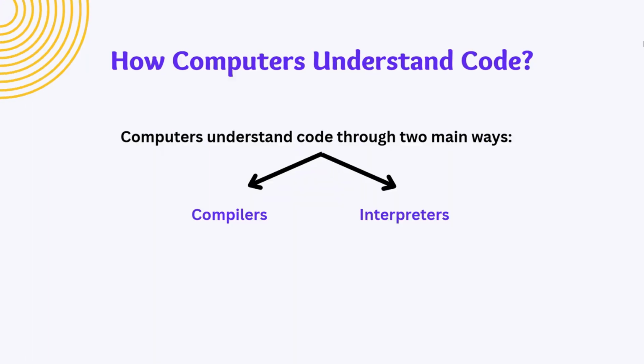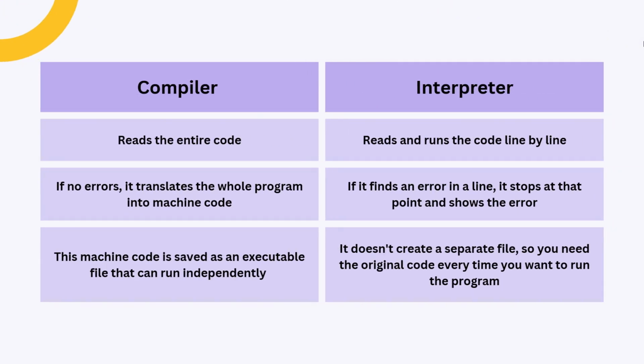Interpreter vs compiler. Now you might be wondering, how does your computer actually understand this line of code and show the result instantly? Well, that's because of something called an interpreter. In programming, there are two main ways a computer can understand the code we write. Interpreters, used by Python and JavaScript, and compilers, used by C and C++. A compiler reads the entire code. If no errors, it translates the whole program into machine code. This machine code is saved as an executable file that can run independently.